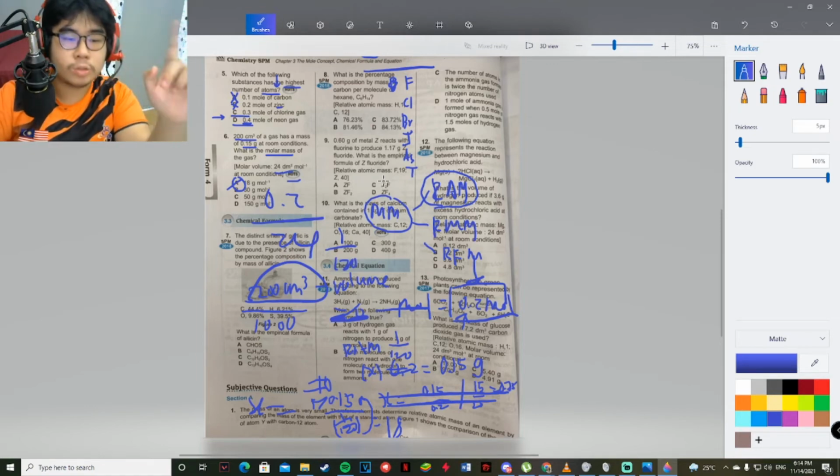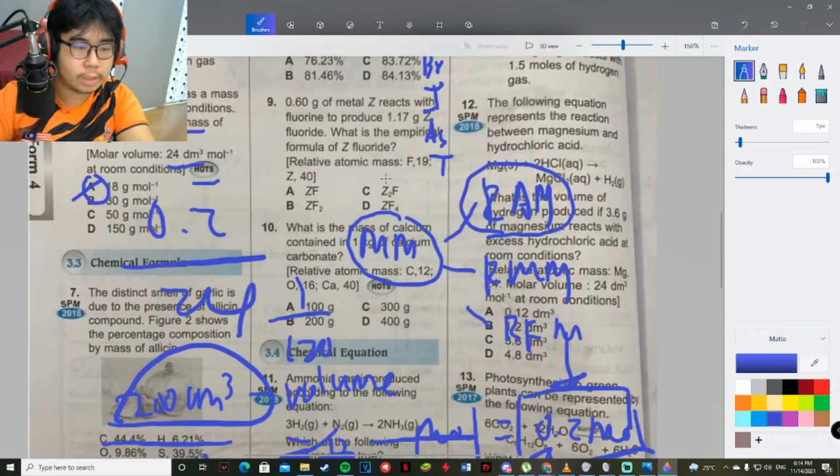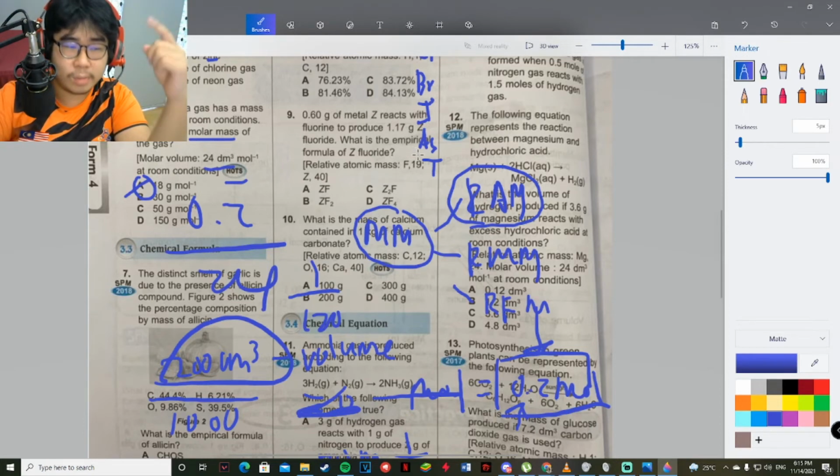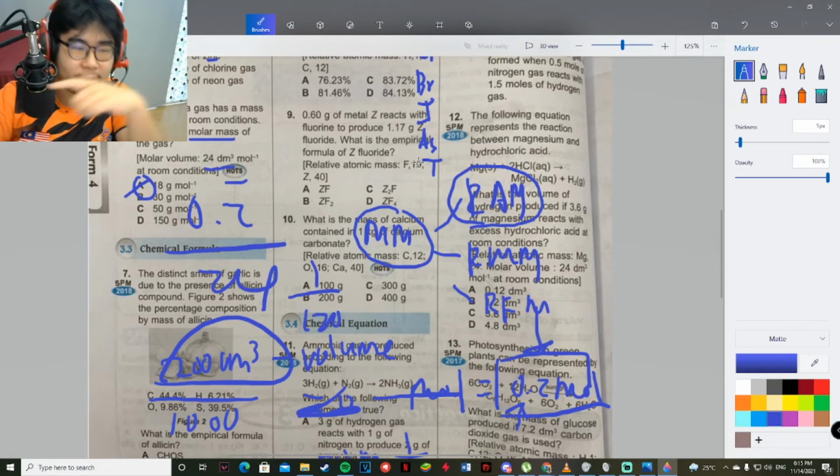I think you guys also should be cautious about this. When you calculate the number of mole, you must always remember after the conversion of the base unit, from cm³ to dm³, my mistake was when I divided by 1,000, I thought that was the mole already. Actually no, that was still the volume. When you divide by 1,000, it is equal to 0.2. 0.2, you still need to change it to number of mole. You still need to divide by 24.